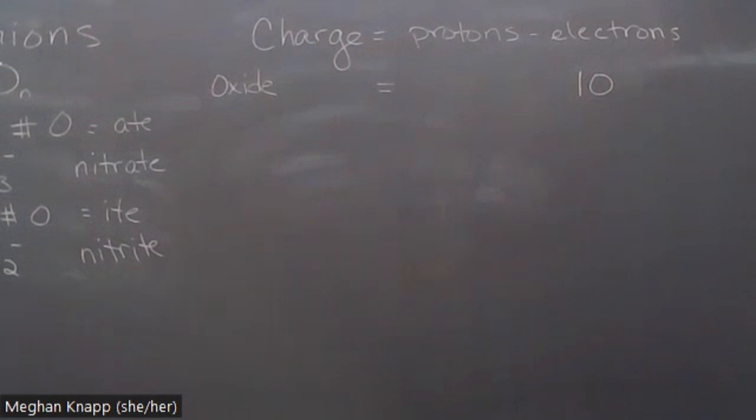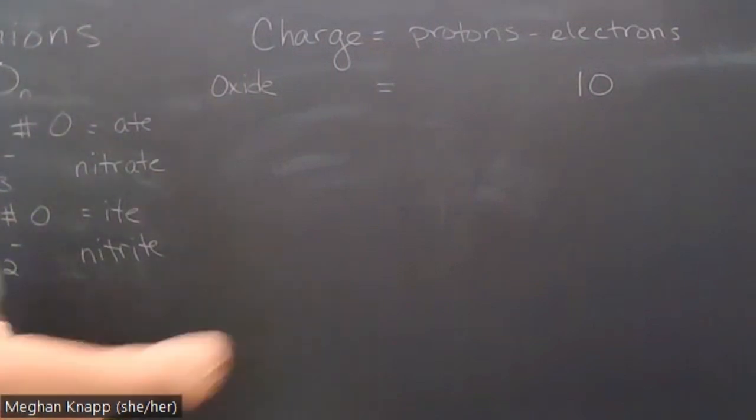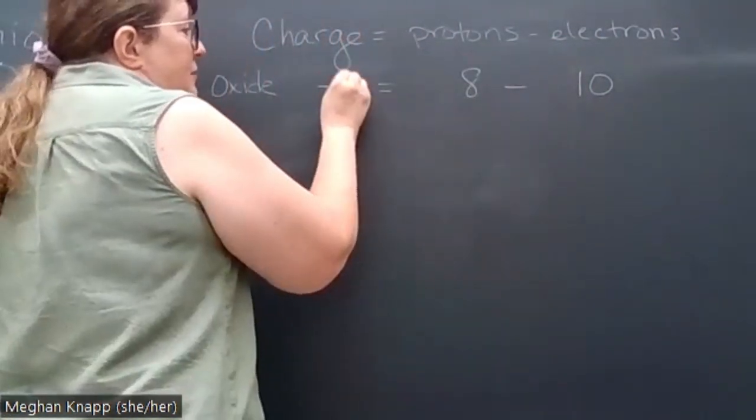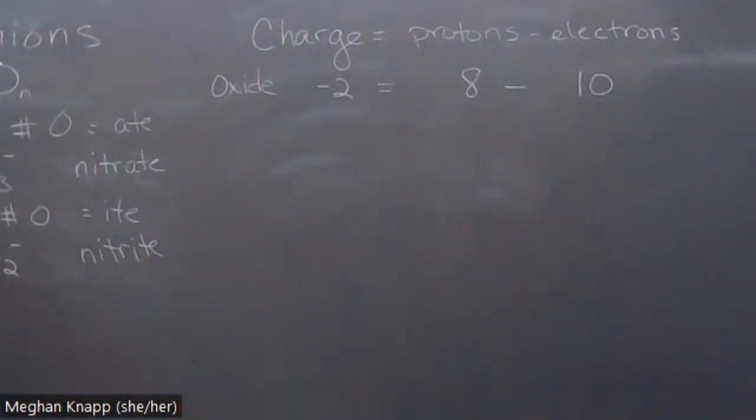So remember what the atomic number tells us? Eight. Yeah, the atomic number tells us the protons. So that big 8 there, not only is it the 8th element, it's telling us it has 8 protons. So I would say 8 minus 10, that's going to give me -2. And should oxide have a -2 charge based on these rules? Yeah, it's in group 16, the third one over.